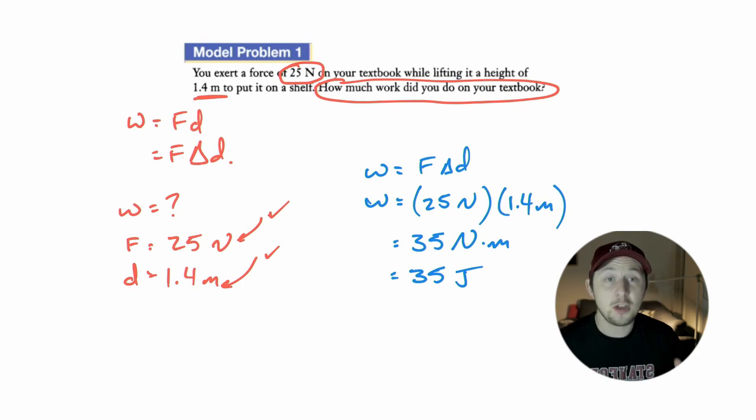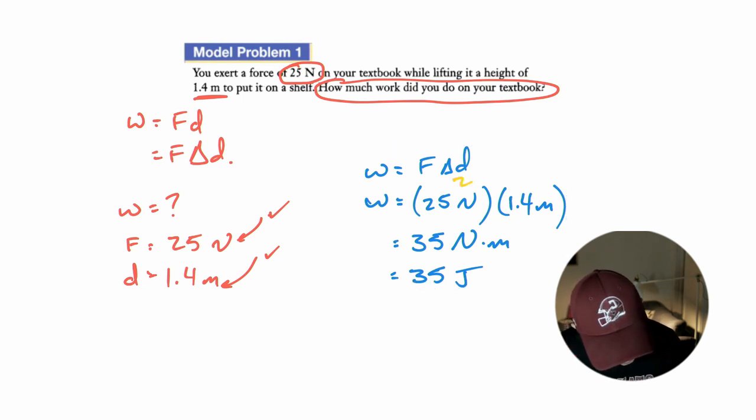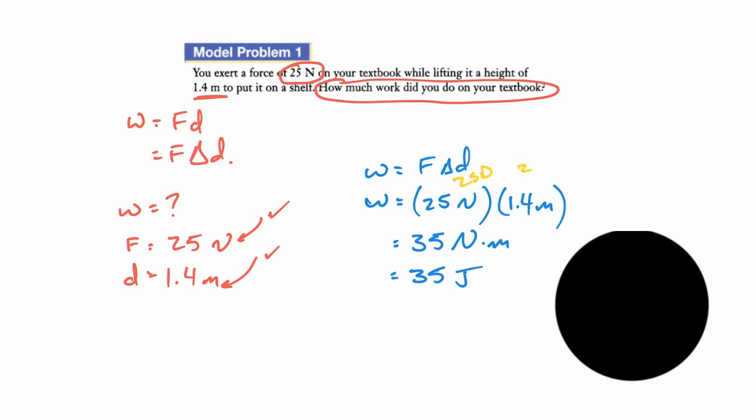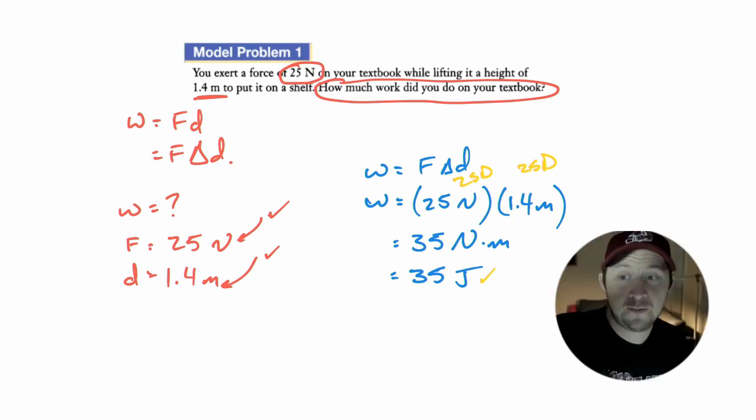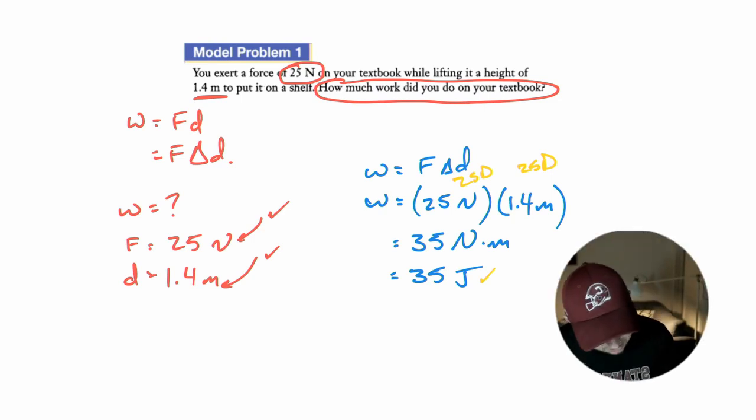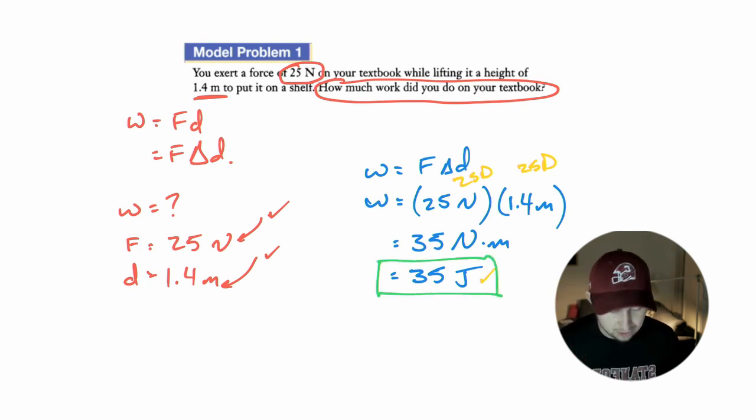Now, the final thing that we have to check from our last video that we just talked about is our significant digits. So we go ahead, we count our significant digits here. We've got 2 significant digits in this one and 2 significant digits in this one. So we are just fine to leave it as 2 significant digits for this guy. And so this answer of 35 joules is our final answer. So a relatively simple problem.